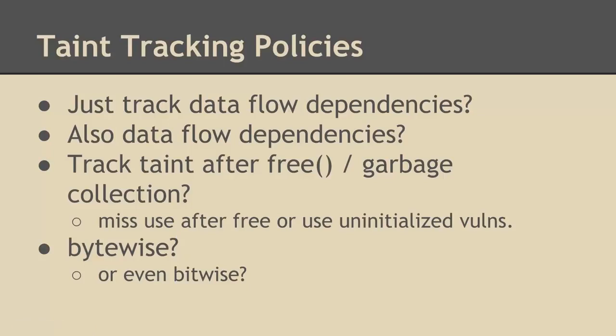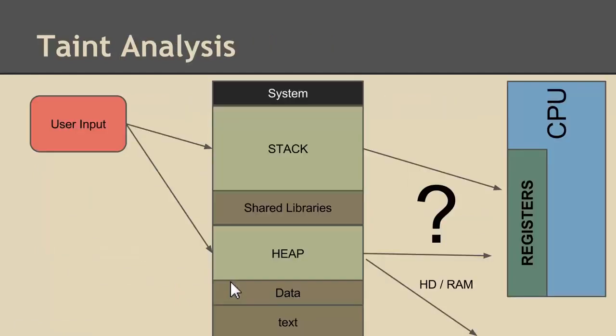There's also policies to consider when you're doing this. Do you just track one type or the other? And do you continue tracking things after they've been garbage collected or after they've been freed? Perhaps you'll miss use after free or use of uninitialized variables and vulnerabilities concerning those. Do you do your taint analysis at the bit level, or do you do it just at the byte level? The granularity may determine whether or not you're able to detect very subtle bugs. Obviously, if it requires bitwise precision, there might be some form of bit packing in the logic of the application.